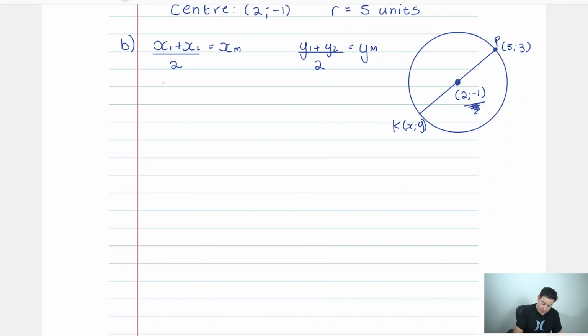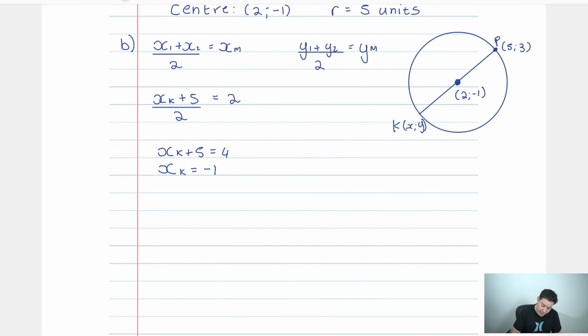So we've got the x value of K that we're looking for. x2 is going to be the x value of P, which is 5, all over 2 equals the x value of the circle center, which is 2. So we multiply both sides by 2, we get x of K plus 5 is equal to 4, and we take the 5 over to the other side, and the x value of K is equal to minus 1.